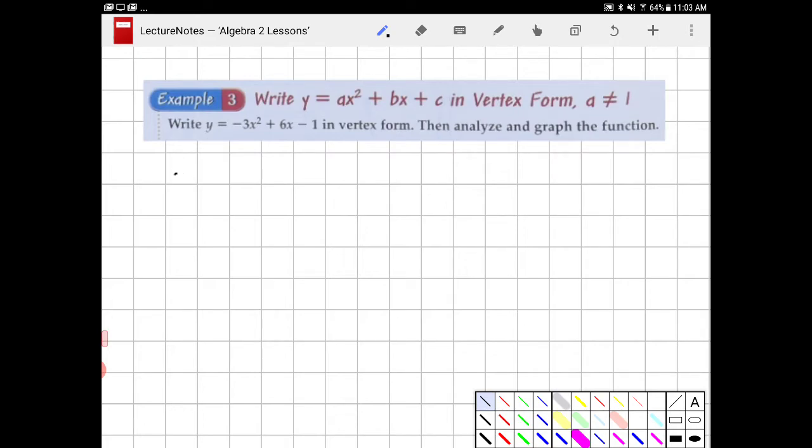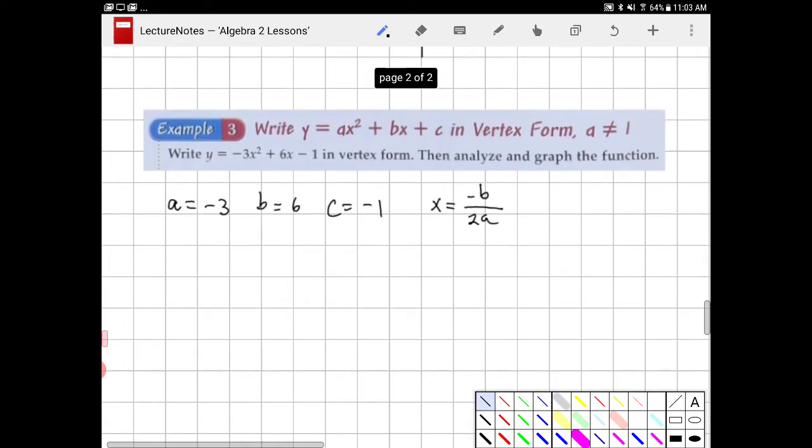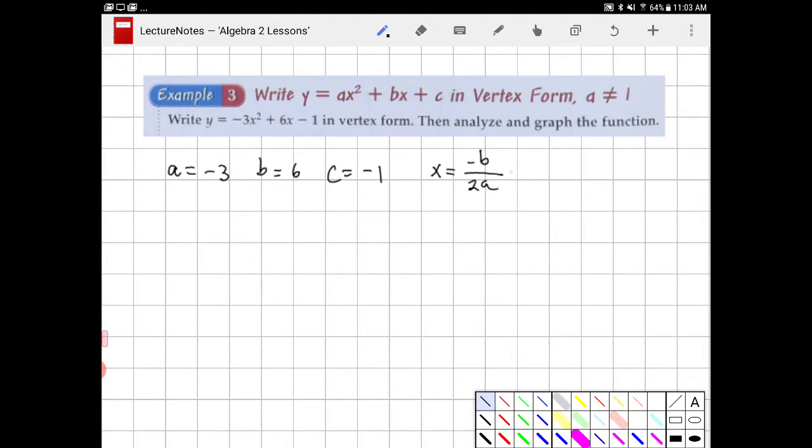So immediately I noticed that a is equal to -3, b is equal to 6, and c is equal to -1. In order for me to write the equation in vertex form, I've got to figure out what the axis of symmetry is. So it's again -b/2a. Because it's -b/2a, I'm going to substitute in b and a. So this is going to be -6 all over 2 times -3. Once we have this, this is then going to be +1. So the axis of symmetry is equal to 1.